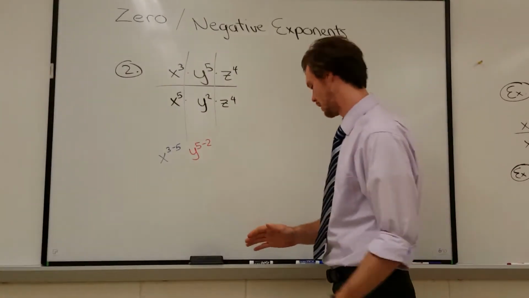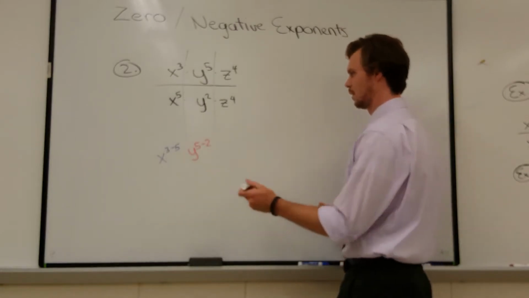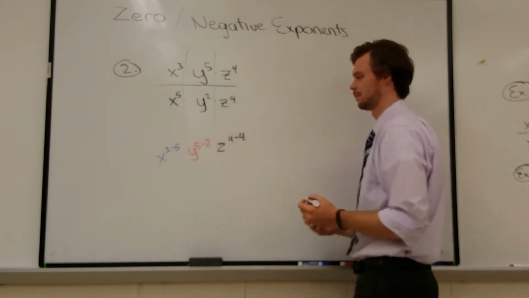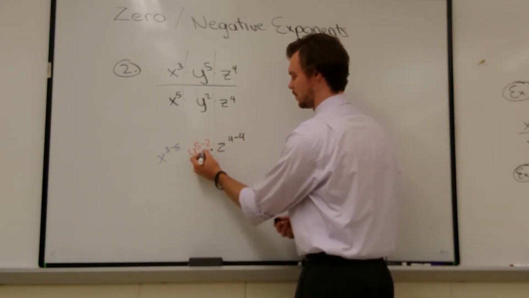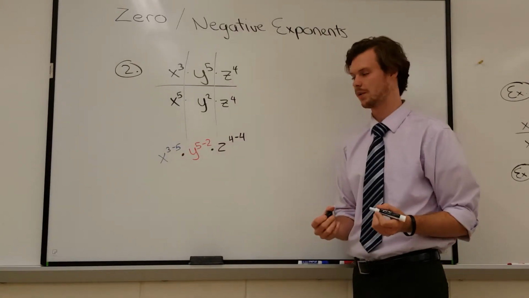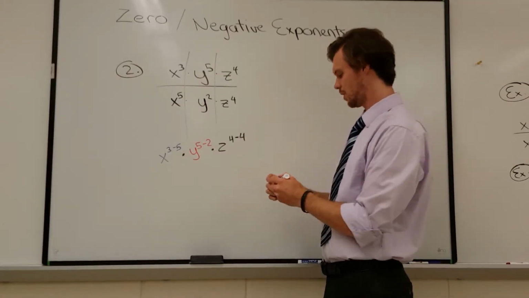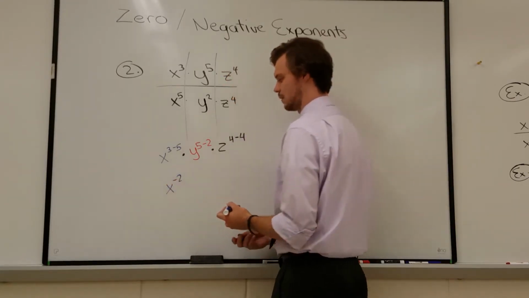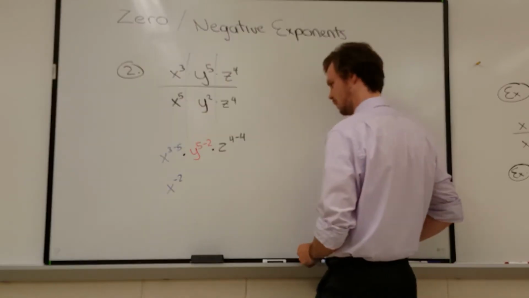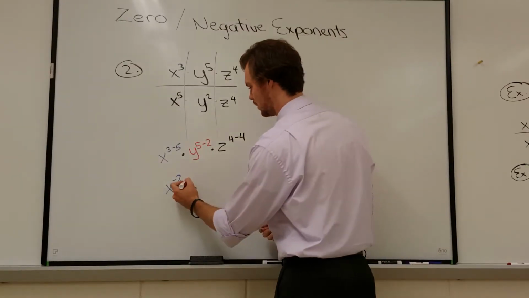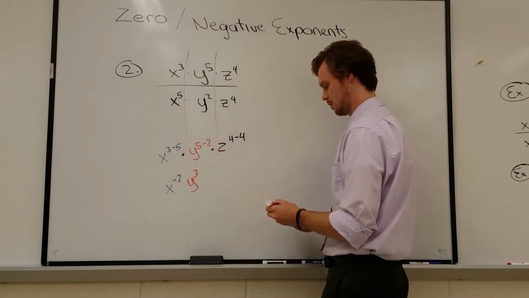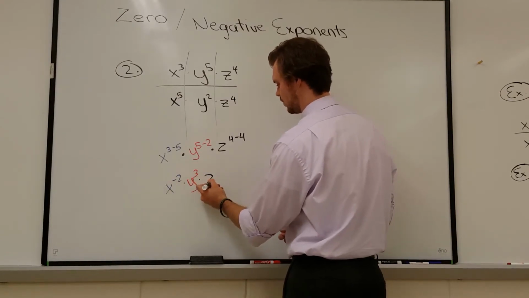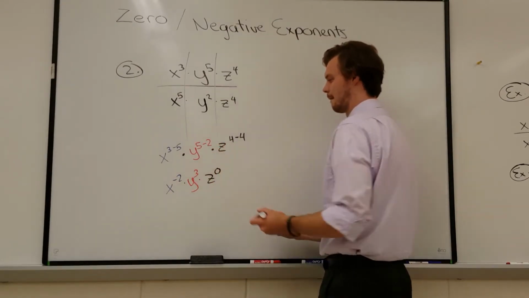And where's my other marker at? Oh, I'll go back to black. So I have z to the 4 minus 4 power here. These are all multiplication, by the way, just if that wasn't clear. So we can simplify here. 3 minus 5 is going to give me x to the negative 2nd. y to the 5 minus 2 is going to give me y to the 3rd. And z to the 4 minus 4 power is going to give me z to the 0th power.